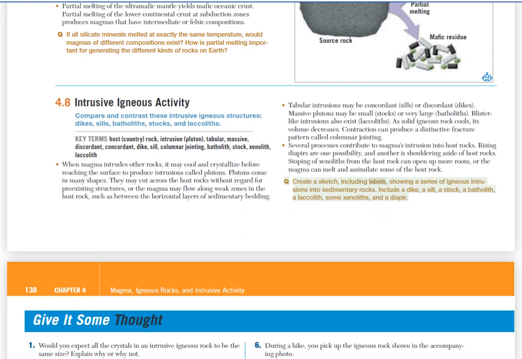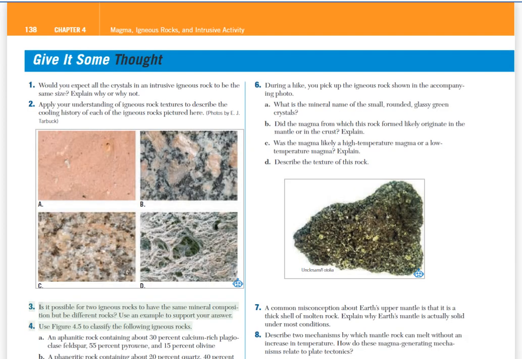Q. 2. Create a sketch, including labels, showing a series of igneous intrusions into sedimentary rocks. Include a dike, a sill, a stock, a batholith, a laccolith, some xenoliths, and a diapir. 3. Is it possible for two igneous rocks to have the same mineral composition but be different rocks? Use an example to support your answer.